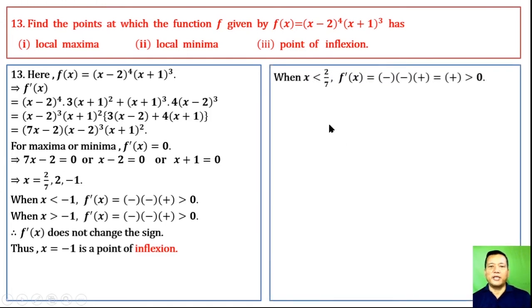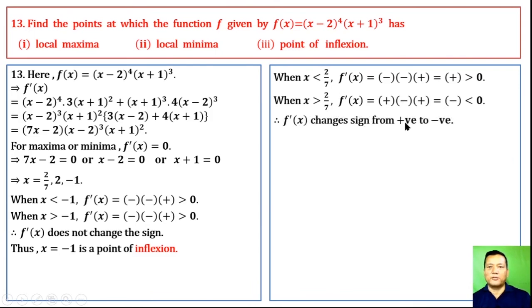When x is less than 2 by 7, f dash x its value is positive. When x is greater than 2 by 7, f dash x is minus. We have changed from plus to minus. Therefore, f dash x changes sign from plus to minus. Thus, x equal to 2 by 7 is a point of local maxima.